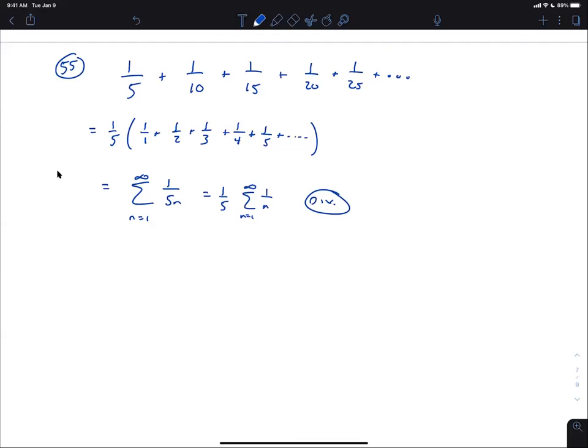Okay. Let me see if there's one around this that's similar. Yeah, I don't see one, but okay. Other questions? 57, okay. All right.